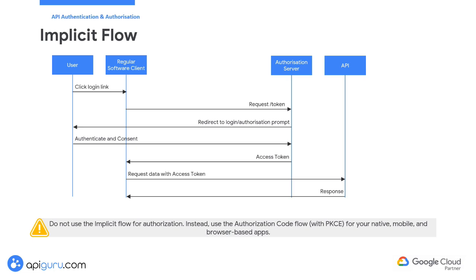The implicit grant was previously recommended for native and browser-based applications whose client secrets cannot be revealed on the front end. For these scenarios, the implicit grant is a simplified authorization code flow that directly issues an access token without authenticating the client. In this flow, the access token is returned directly in the URL fragment after the user logs in. Since the client application does not authenticate itself and the token is exposed in the browser, this method is less secure and is generally not recommended. Instead, use the authorization code flow with PKCE for your native, mobile, and browser-based apps.